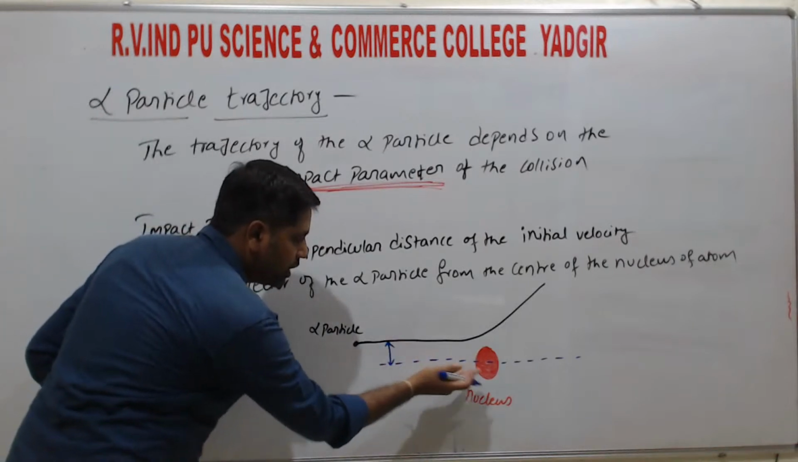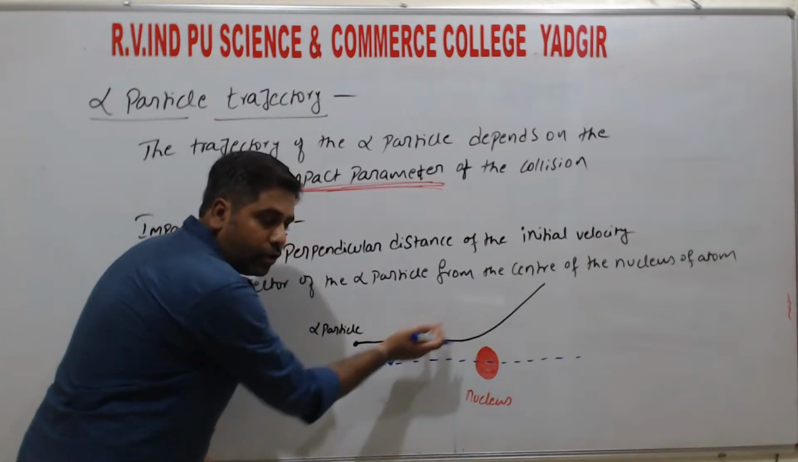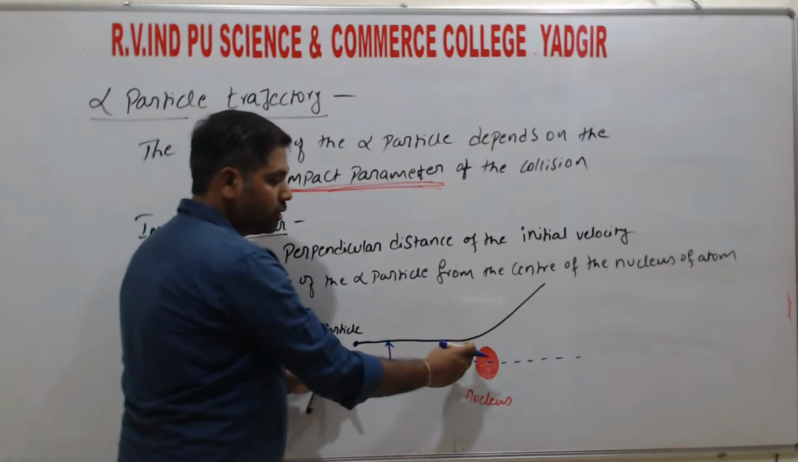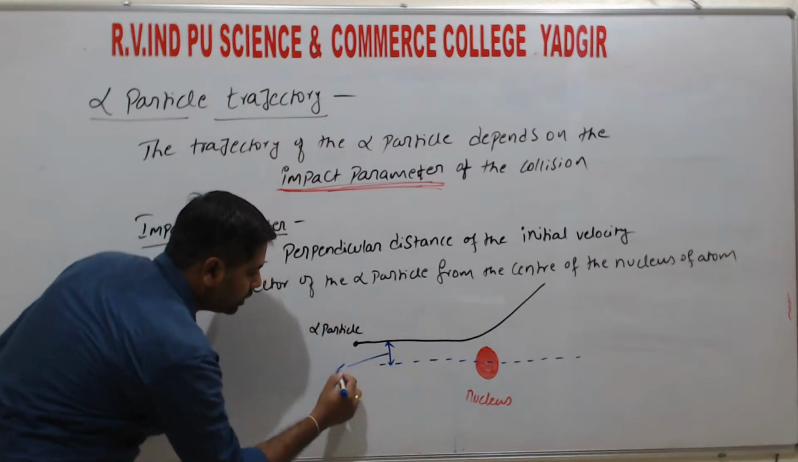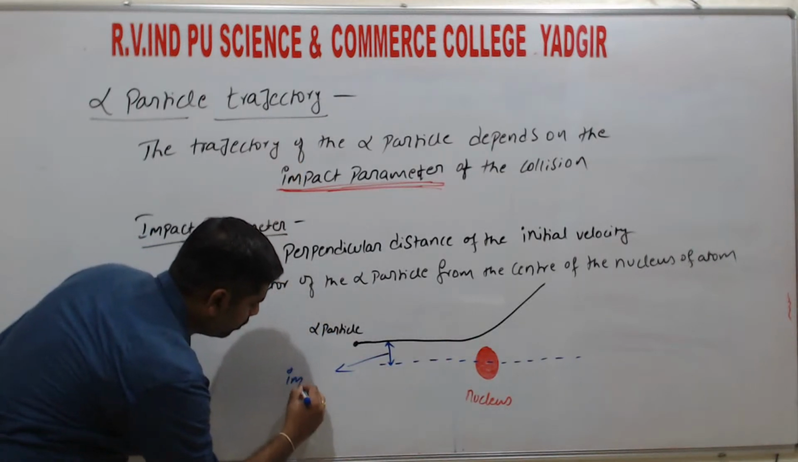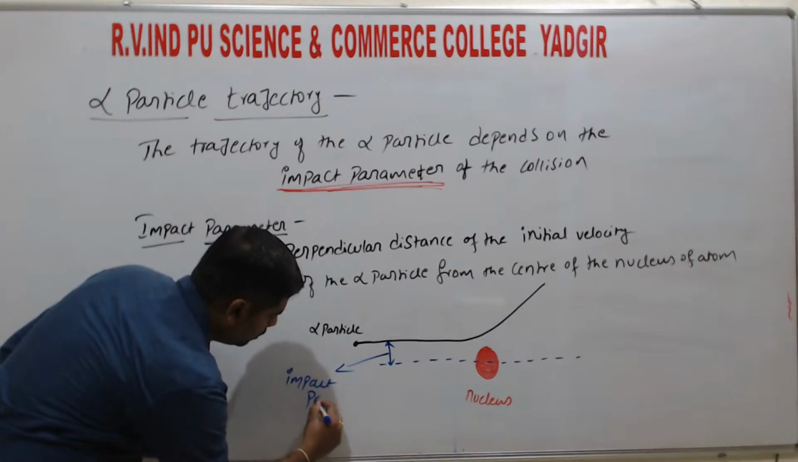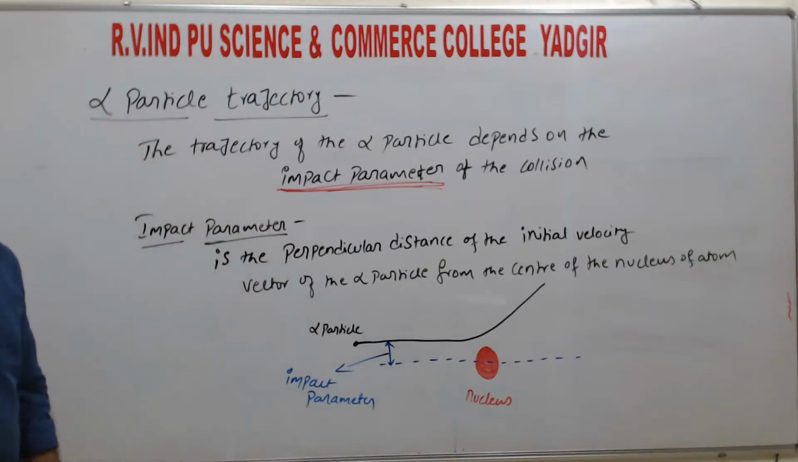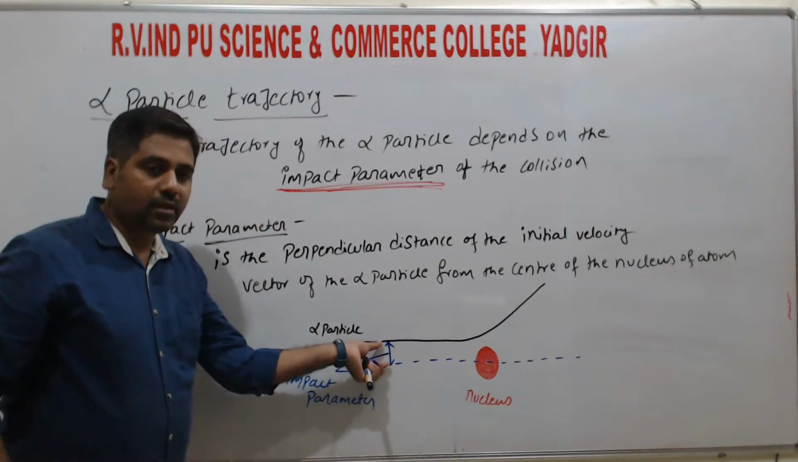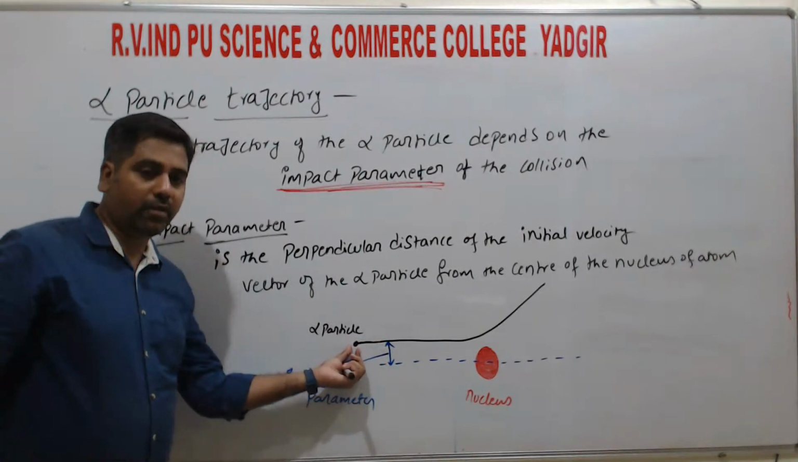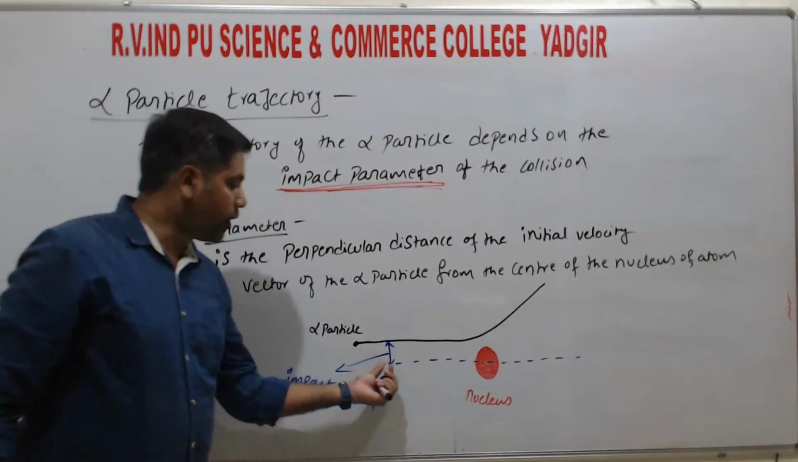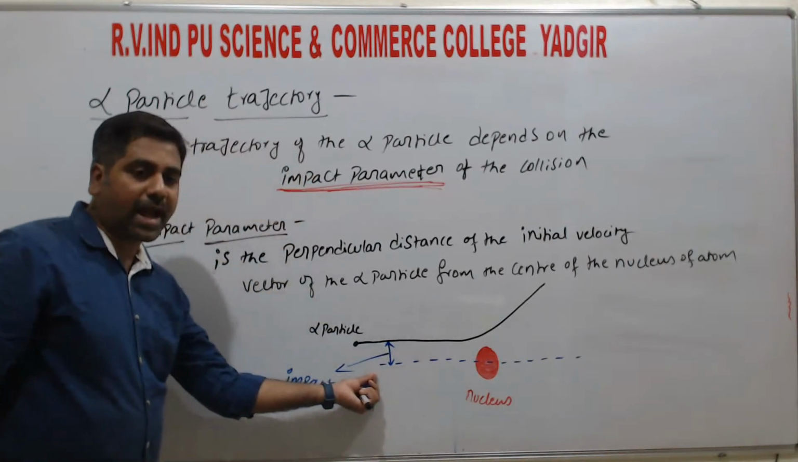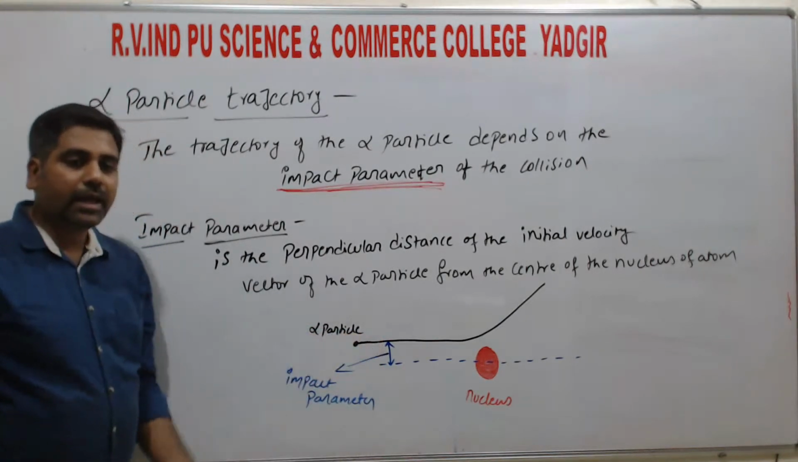This one is the perpendicular distance from the center of the nucleus to the initial velocity vector, right? So during the collision, this one is the impact parameter. This distance, the perpendicular distance of the initial velocity vector of the alpha particle from the center of the nucleus. Here we have the center, that is, here we have the axis. So this distance we call the impact parameter.